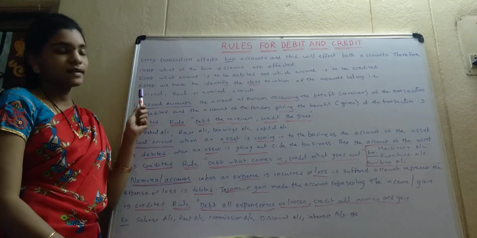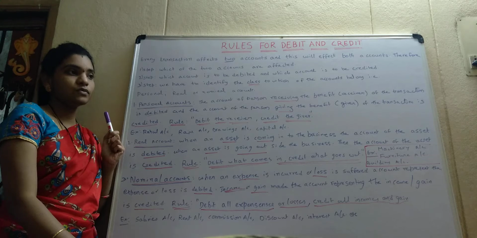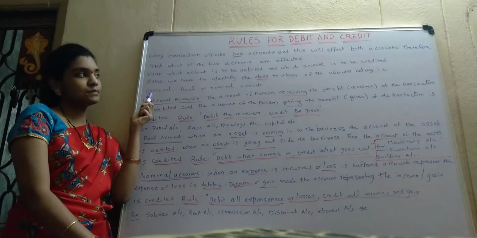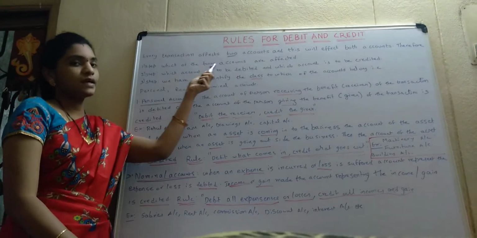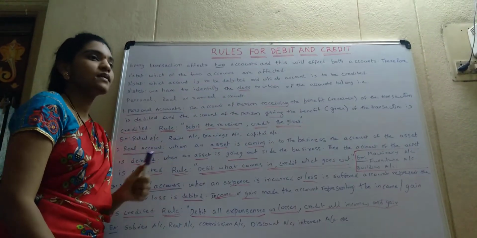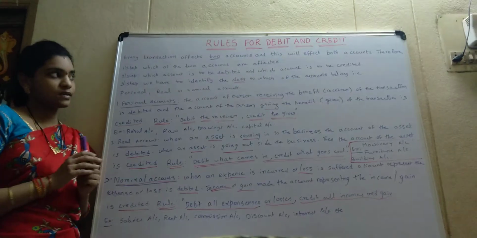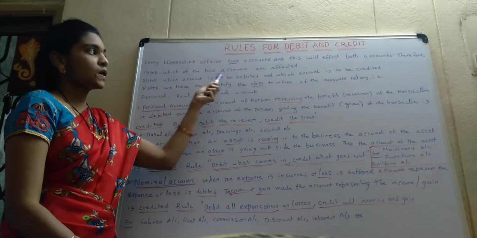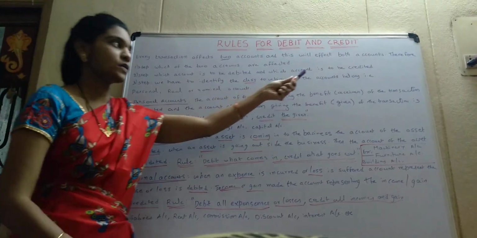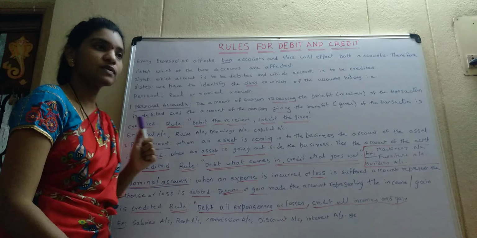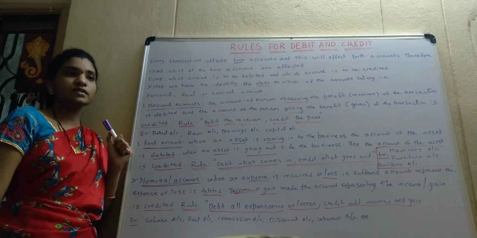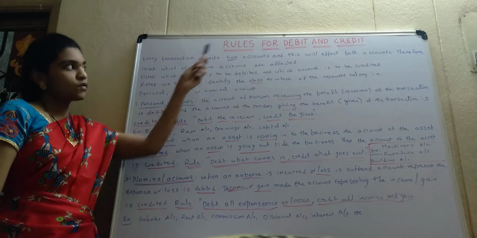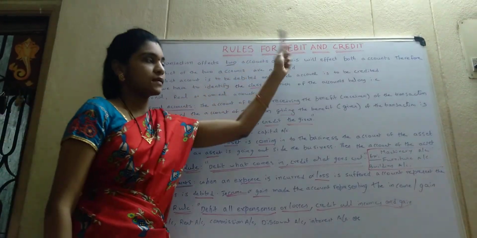Before writing entries, what do we have to do? We have to follow these steps. What are the steps? First, we have to see which of the two accounts are affected. Then we have to decide which account is to be debited and which account is to be credited. How do you know that? We follow the rules for debit and credit.